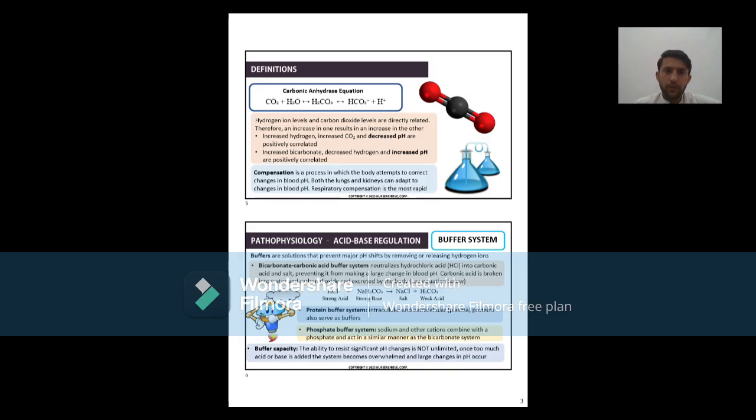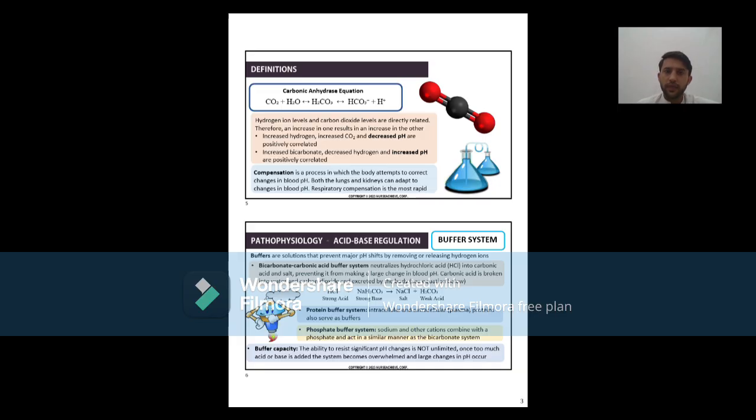For example, we have CO2 in water, which combines and forms carbonic acid, and it makes sodium bicarbonate and hydrogen ion when it is broken down. Hydrogen ion level and carbon dioxide level are directly related. Therefore, an increase in one results in an increase in the other. Increased hydrogen, increased CO2, and decreased pH are positively correlated.